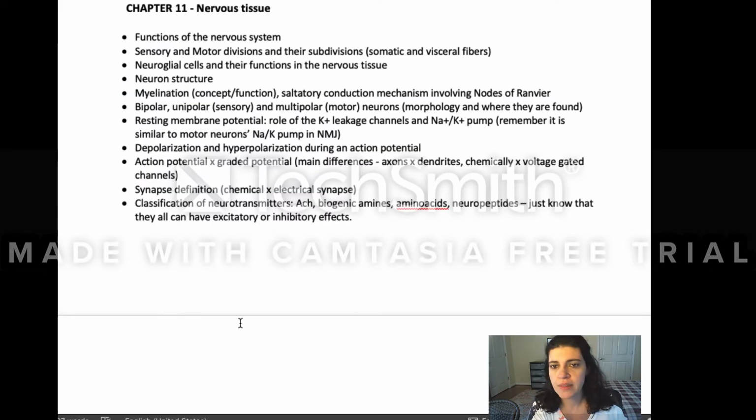Learning objectives for chapter 11. We're going to talk about the nervous tissue. So we're going to talk about functions of the system, divisions and subdivisions, types of cells, structure of a neuron, why a neuron is or is not myelinated, different types of neurons, resting membrane potential, you know that already, depolarization and hyperpolarization, parts of the action potential. What is the difference between action and graded potential? What is a synapse? And just classify neurotransmitters very briefly. Okay, let's start.